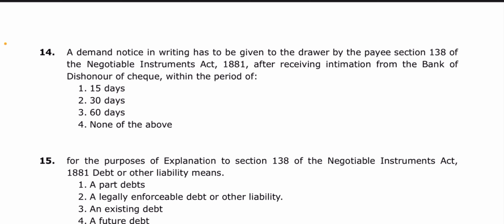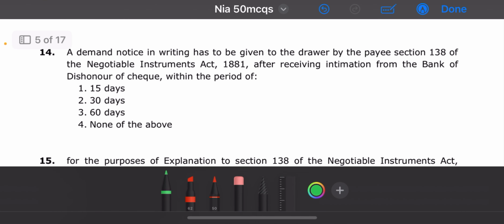Next question, a demand notice in writing has to be given to the drawer by the payee under section 138 of the Negotiable Instruments Act 1881 after receiving intimation from the bank of dishonor of check within the period of, the options are first 15 days, second 30 days, third 60 days, or fourth none of the above. The correct answer is second, 30 days.